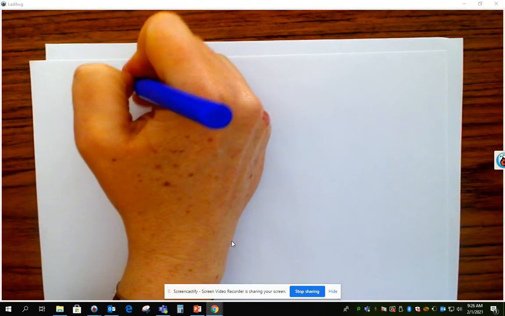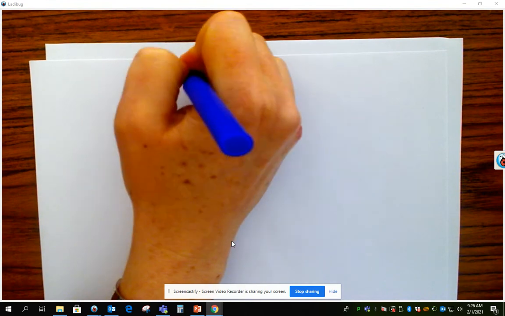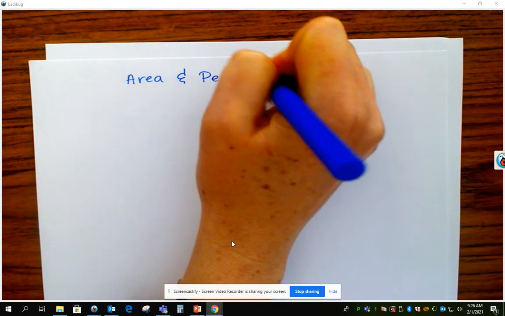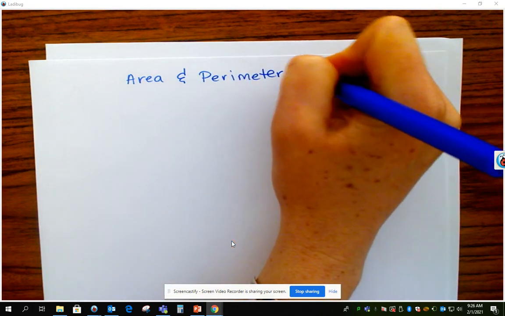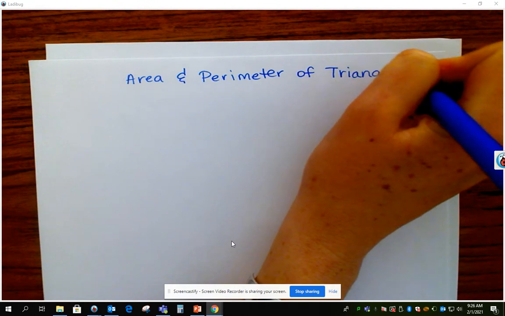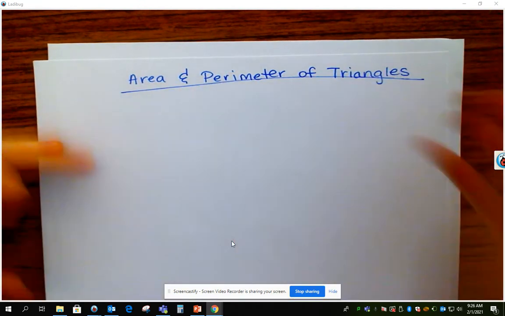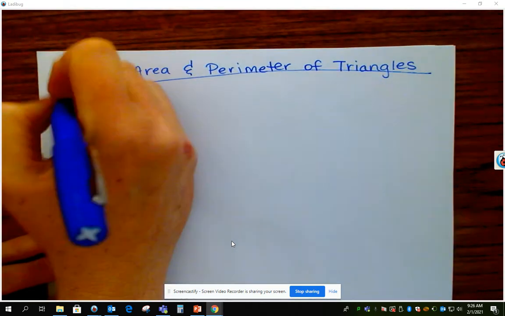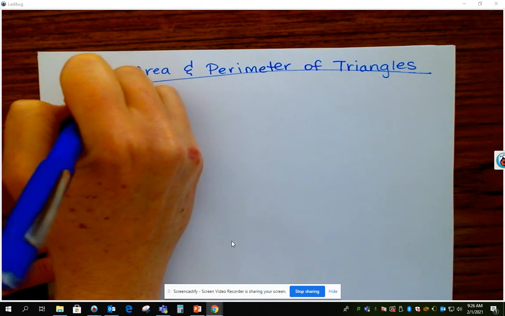Hey guys, today we're going to be learning about how to calculate the area and perimeter of triangles. Alright, and since it's our first lesson in our geometry unit, let's just review what area and perimeter are.